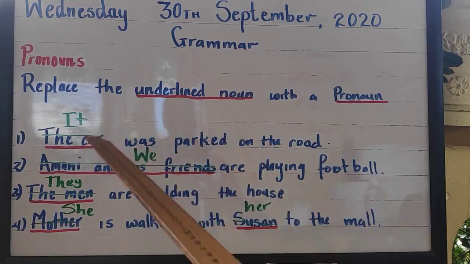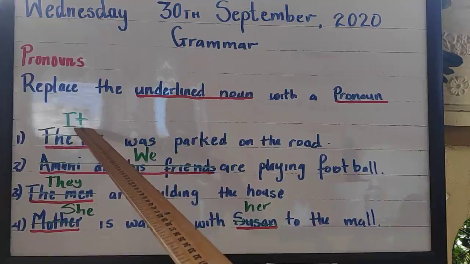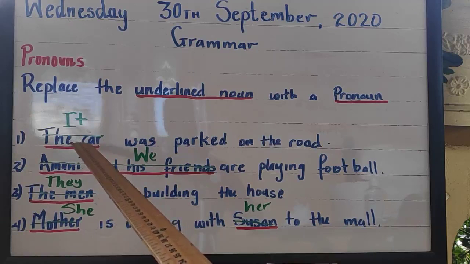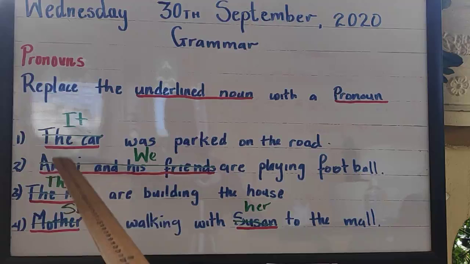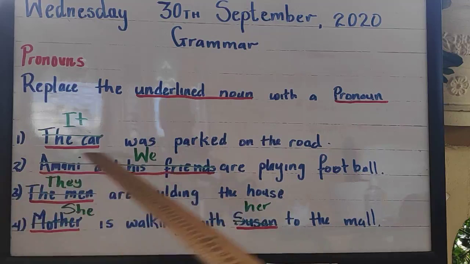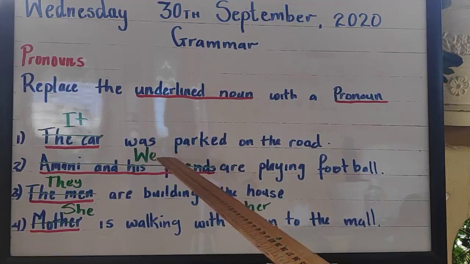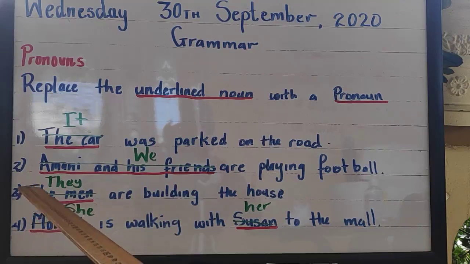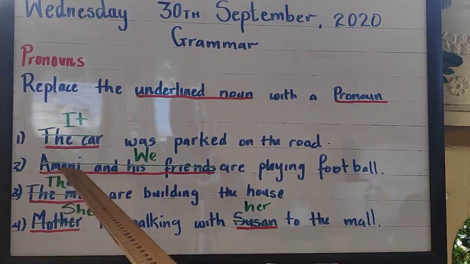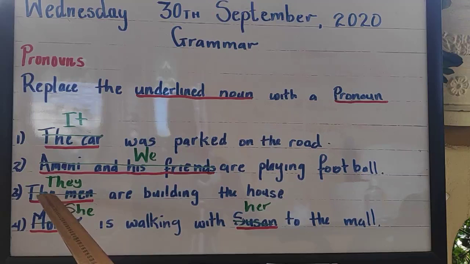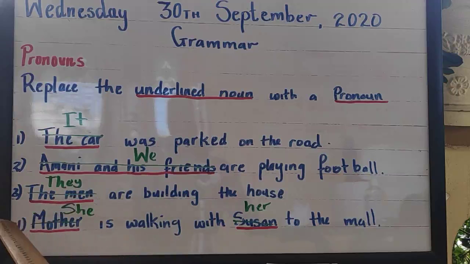So, you see how we did it? The car is replaced with it. It's an object, it's a thing. We wouldn't call a person that. If we are talking about more than one person, including yourself, you would use the pronoun we. If you're talking about more than one person, but they are not included, you use they. In some cases, you use them. With mother, this one here is a female, so you use she. If it's a male, we'll say he is walking with, and if it's a boy, we'll say he's walking with him.